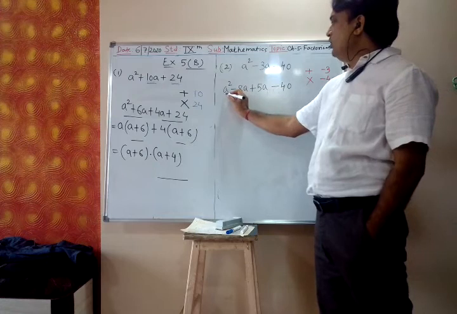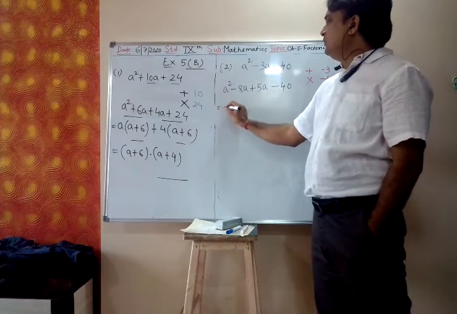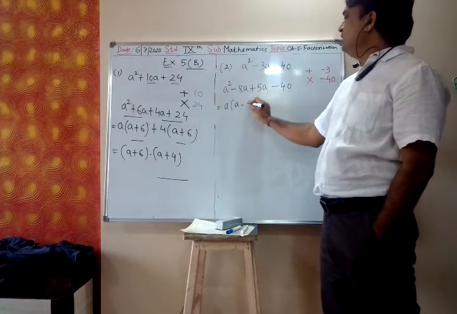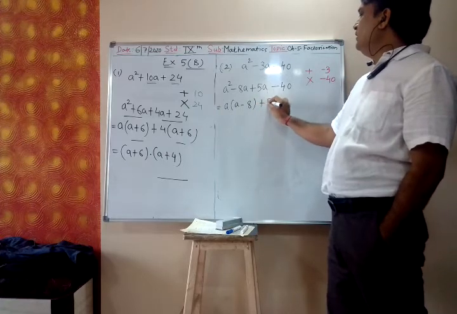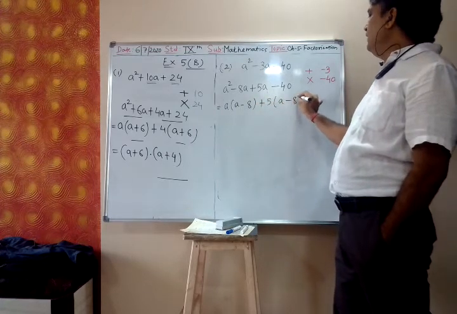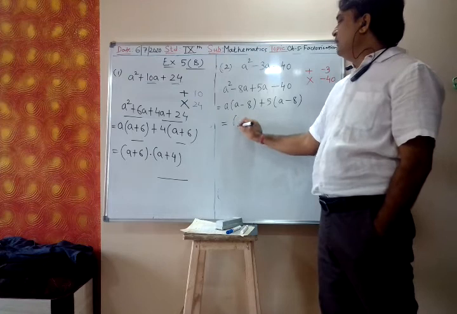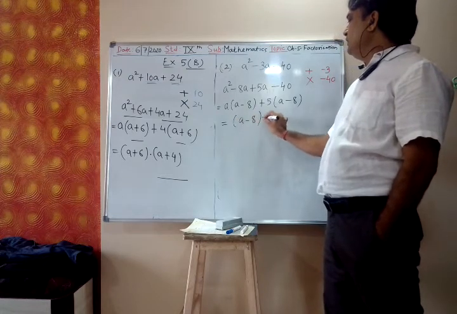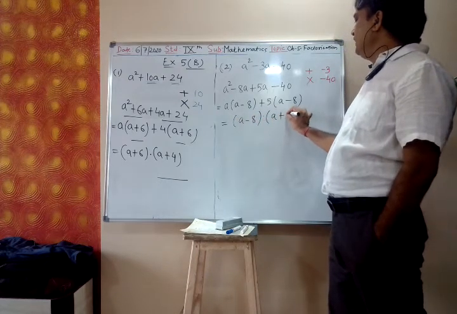So now let us take the common term in the first and second. So that is a into a minus 8 plus 5 into a minus 8. Now a minus 8 is common. So what is left? Into a plus 5. And this is the answer.